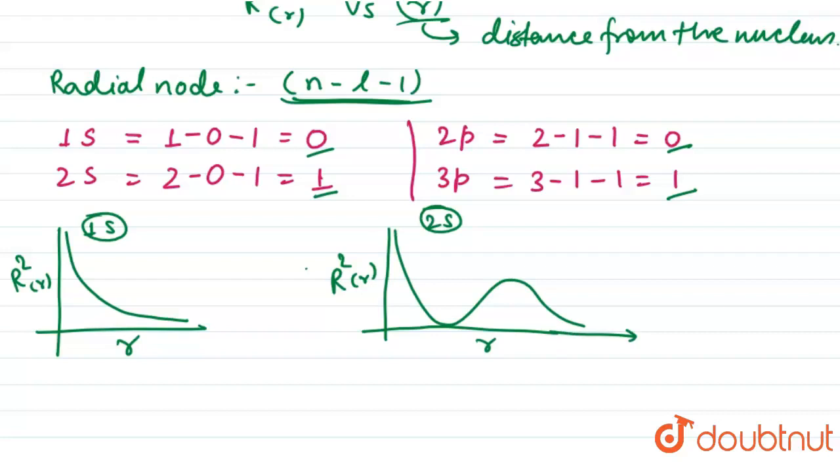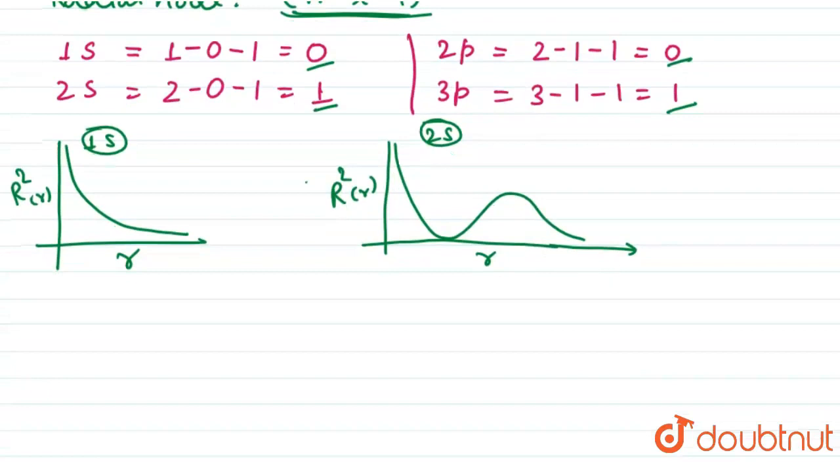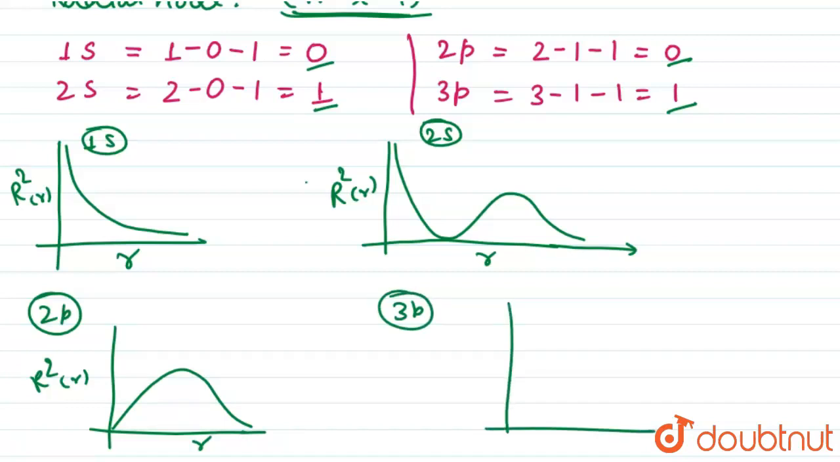If we draw the graph of 2p, the 2p graph will look like this, r square r, it will look like this, it will not touch here. So it is the graph of 2p. Now if we look at 3p, the graph of 3p will be like this. Here it will cut once and then it will move, it will look like this.